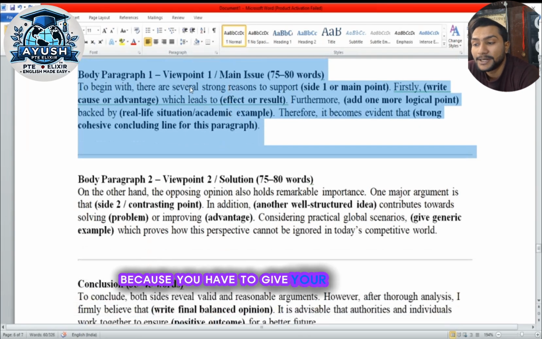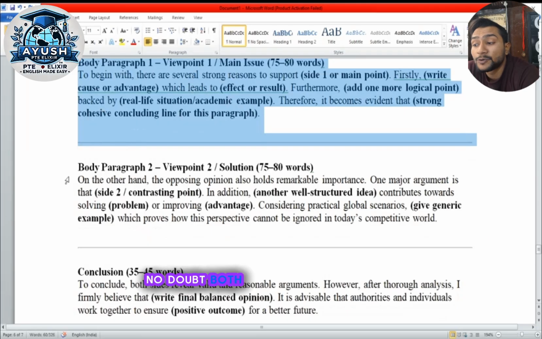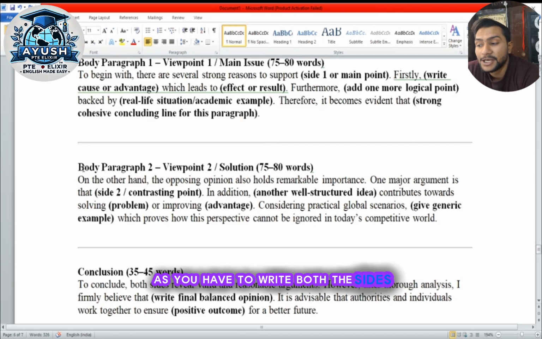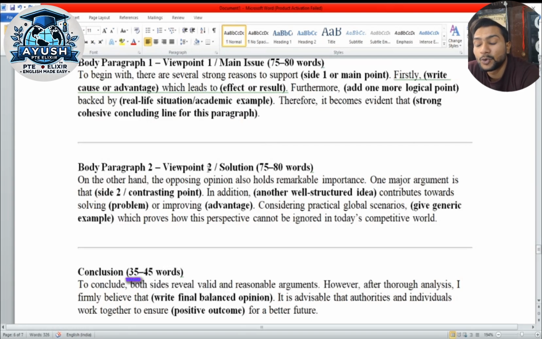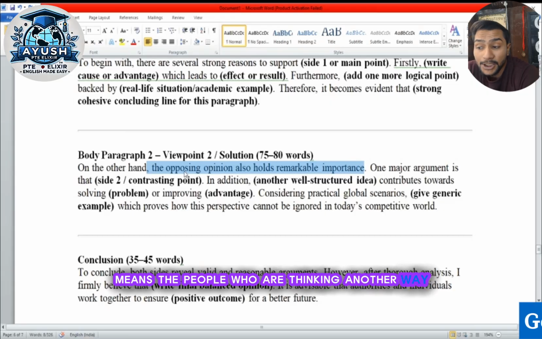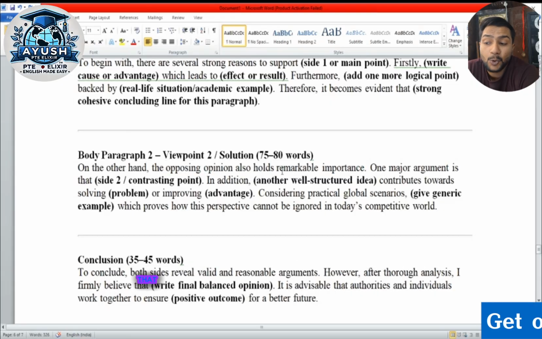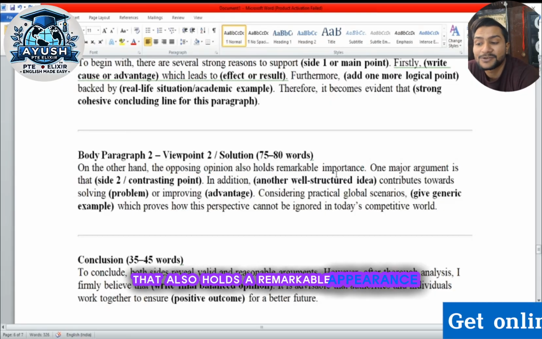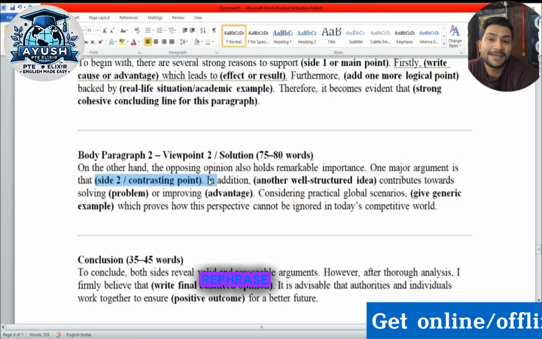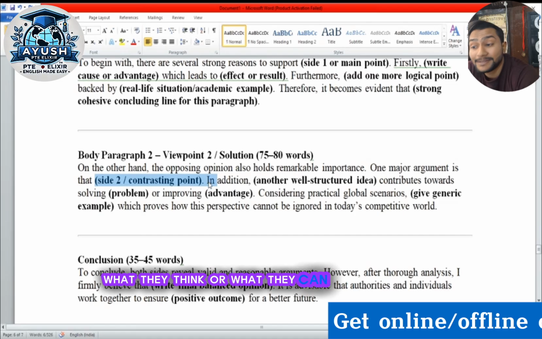Because you have to give your idea basically. No doubt both of them are your ideas, but still you have to think about yours, that you are on the side of, as you have to write both the sides. So body paragraph 2 is the viewpoint 2, or the solution, you can say in other words. On the other hand, the opposing opinion also holds remarkable importance, meaning the people who are thinking another way have their opinion that also holds importance. So one major argument is that, now rephrase that point, what they think or what they can think about that.